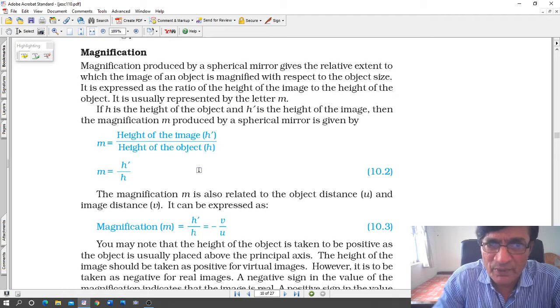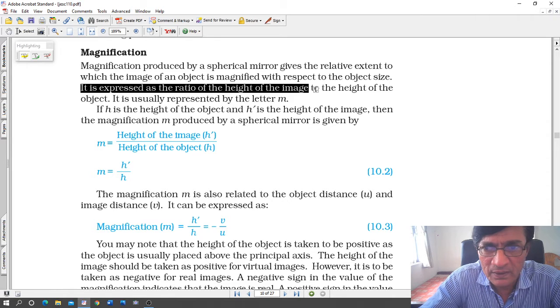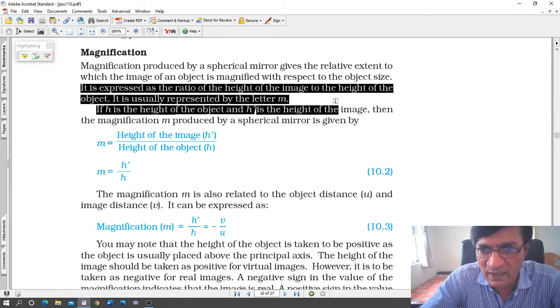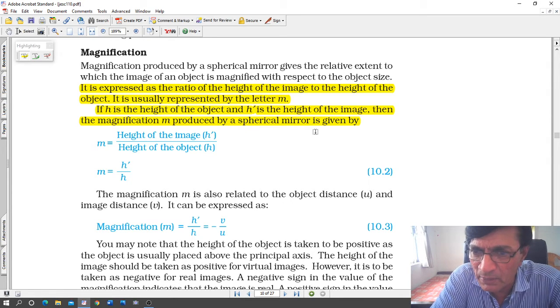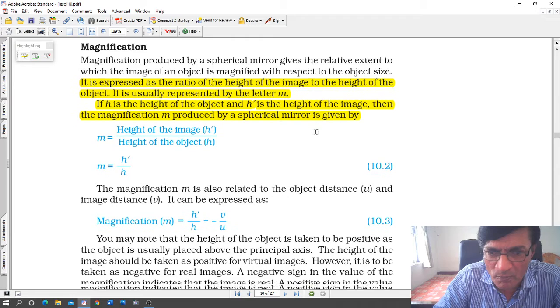All right. Magnification. What is magnification? Magnification is a ratio. It's a simple number. The magnification is defined as the ratio of the height of the image to the height of the object. See here. It is represented by the letter M. What is magnification? Magnification is nothing but the ratio of the height of the image upon the height of the object. So H dash, where H dash is the height of the image and H is the height of the object, the ratio of those two is called magnification. Magnification is represented by M. Also, you must understand that most of these formulas are quite simple.